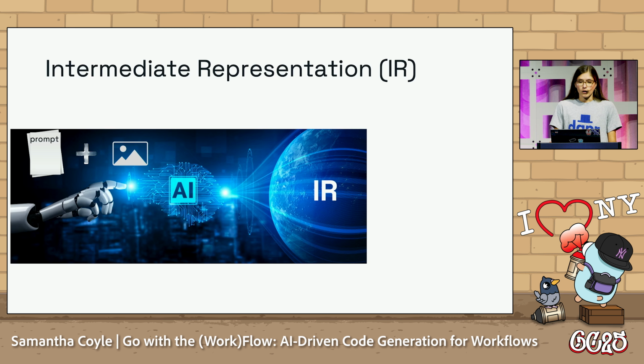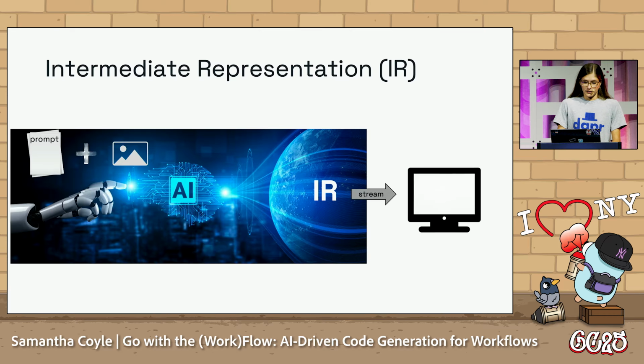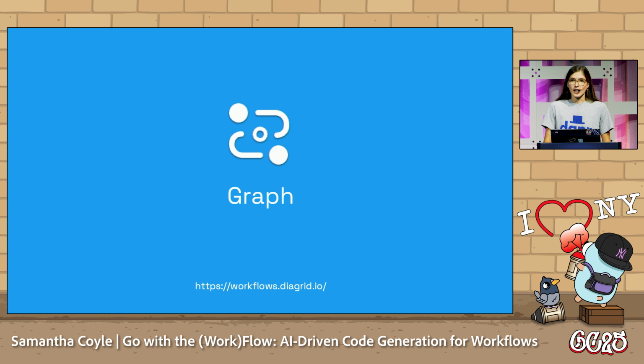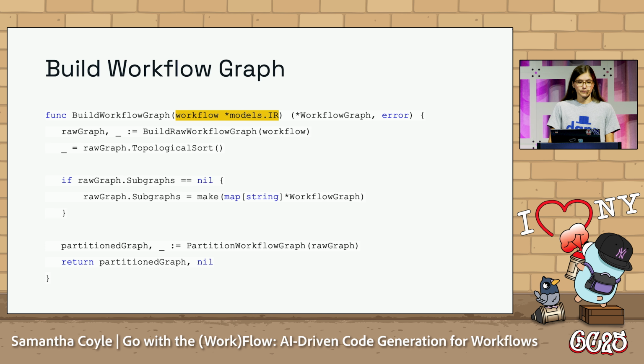Each line of our IR was a complete JSON object that could be parsed independently. So this allowed us to parse far greater diagram sizes line by line without exceeding memory or token limits. Also, we could do real-time processing, streaming the IR generation results to our clients via server-sent events, or SSE, allowing users to see real-time progress and errors as soon as they occur. This translated into a pretty beefy IR struct using our type safe Go, and we were then able to push on and work on our graph.